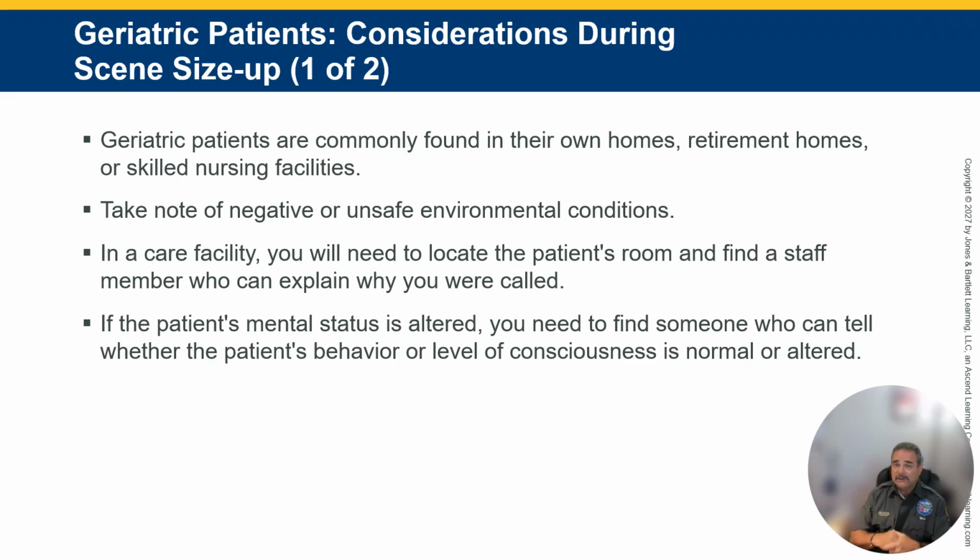In a care facility, you'll locate the staff, you'll locate the patient's room, you'll get a report, you'll receive whatever paperwork you need to take to the hospital, those kind of things. If the mental status of your patient is altered, who's in charge here? Who's responsible for the caregiving of this patient? And when you find that person, ask them, is this normal for this patient? Is this normal behavior? Because if it's not and it's altered, then you have a problem. It may be a sugar problem. It may be a neurological problem. So there's many things to consider that we need to ask questions about.